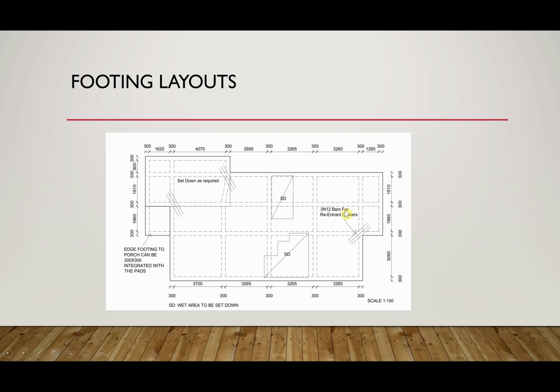These 3N12 bars are 2 meters long. These are for our re-entrant corners. So when a corner comes in and then comes back out, it's a re-entrant corner, and we just put these here for our crack control. So that is in the standard. Again, you will learn that down the track.